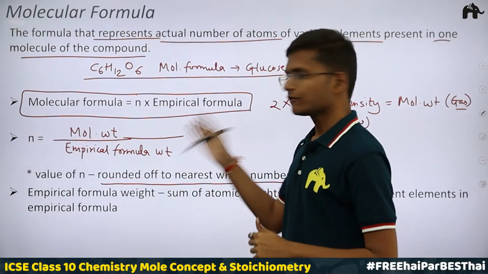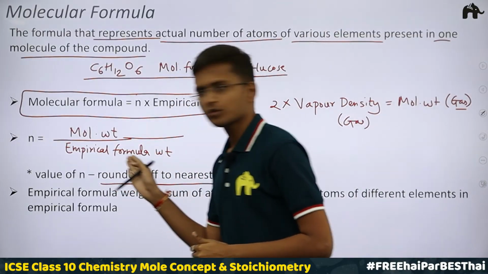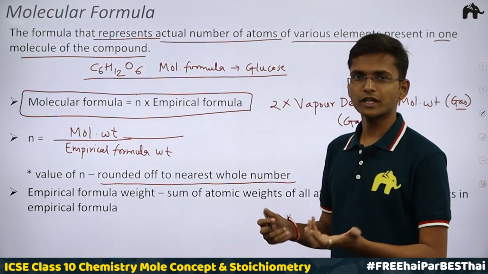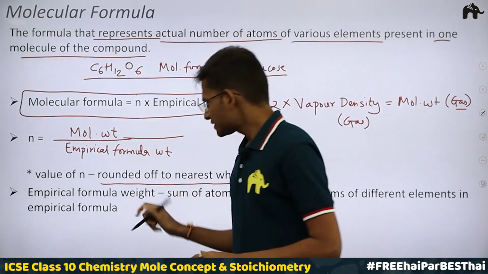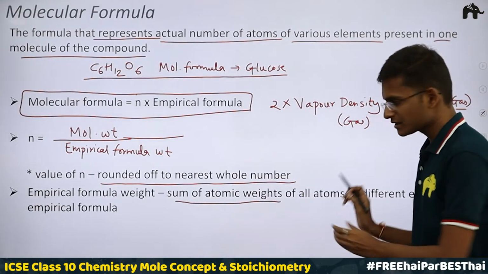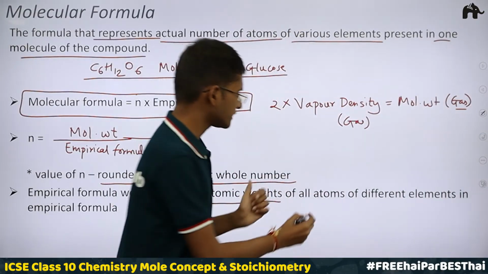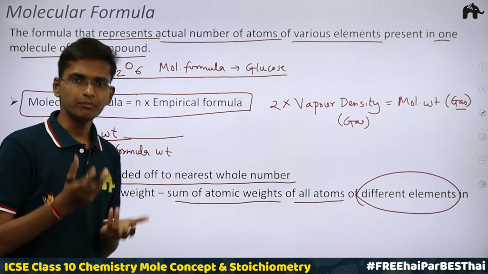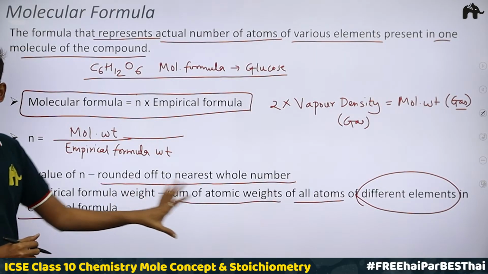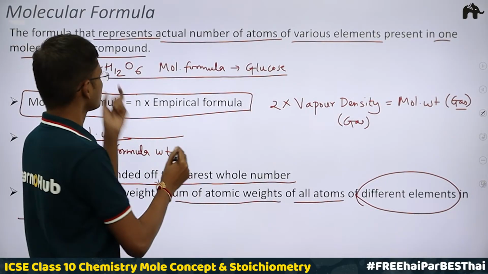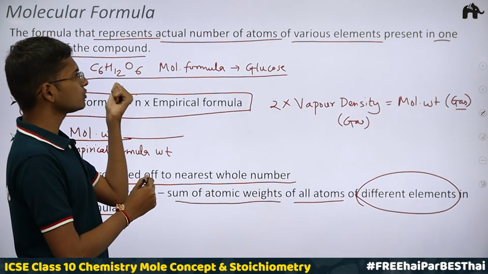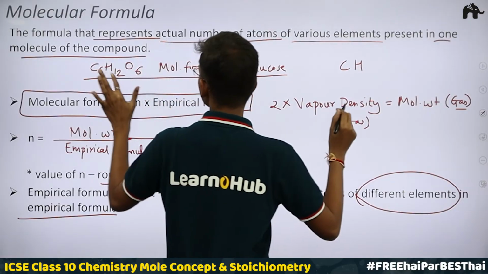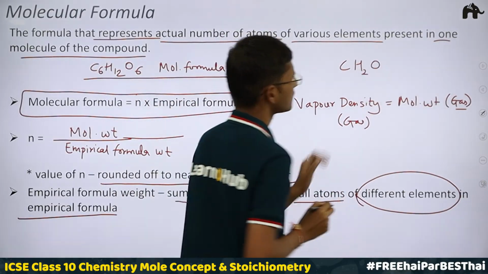Next is empirical formula weight. Now see, empirical formula we all know. And empirical formula weight, I think you can make out on your own. See, it is simply the sum of atomic weights of all the atoms of different elements which are present in the empirical formula. Okay, let's understand this with an example. So see this glucose, this is the molecular formula. Its empirical formula we figured out when we were studying empirical formula. It was CH2O, right?